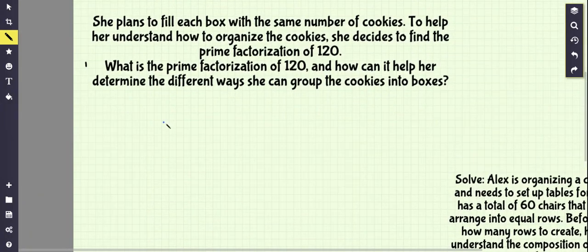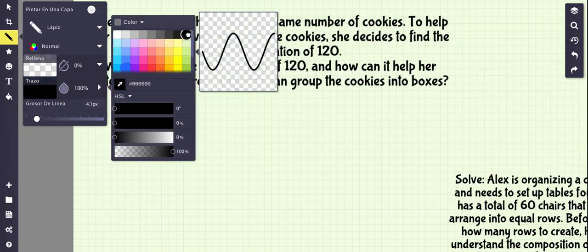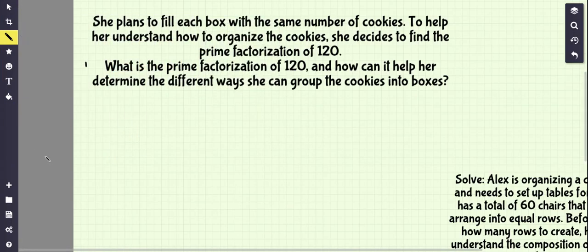The prime factorization is basically taking the big number and splitting it up into small factors, so all the numbers that you have to multiply are prime. 120 can be split up into two groups. The prime factorization means we're going to factor these out.